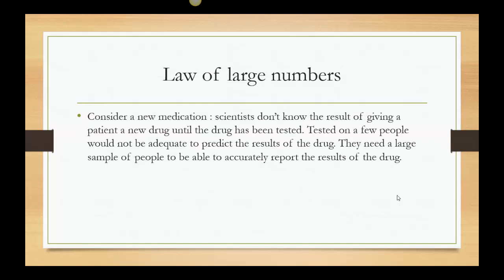Consider a new medication. Scientists don't know the result of giving a patient a new drug until the drug has been tested. Testing on a few people would not be adequate to predict the results of the drug. They need a large sample of people to be able to actually report the results of the drug.